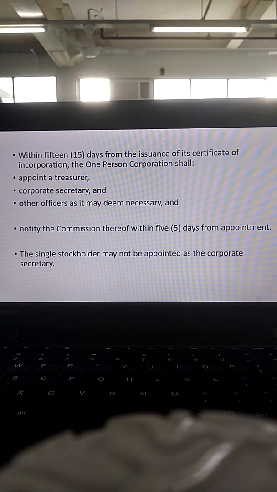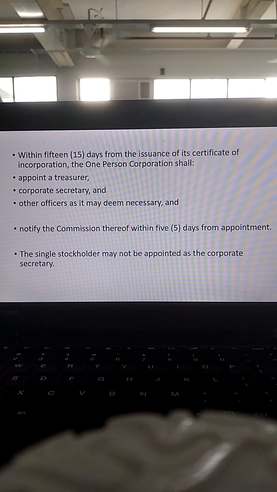Okay? Now, within 15 days from the issuance of its certificate of incorporation, so please take note of the number of days, the one-person corporation shall appoint a treasurer, a corporate secretary, and other officers as it may deem necessary. Okay? So please take note of this, as it may deem necessary, kung kinakailangan lamang po. And notify. You need to inform the commission thereof within 5 days from appointment. So, procedural ito. So, you need to follow the processes mentioned by the Securities and Exchange Commission.